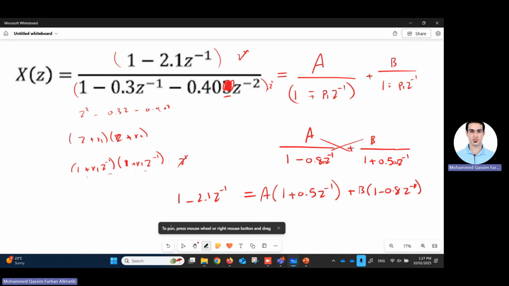Okay, let's continue. Yeah, sorry for that. Okay, so what will be the best way to solve this? How can I make this one 0? It's easy actually. Substitute the values of z, right? So what will be the value to make this one 0? Negative 2.